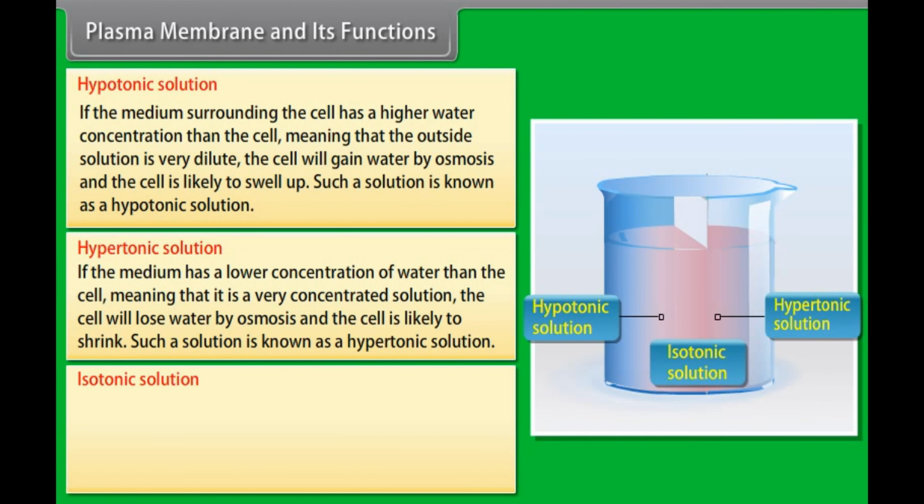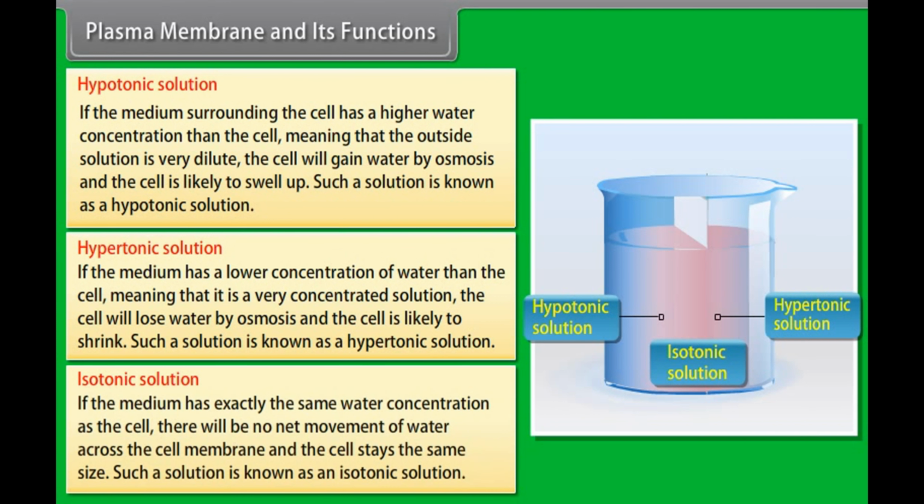Isotonic solution. If the medium has exactly the same water concentration as the cell, there will be no net movement of water across the cell membrane and the cell stays the same size.